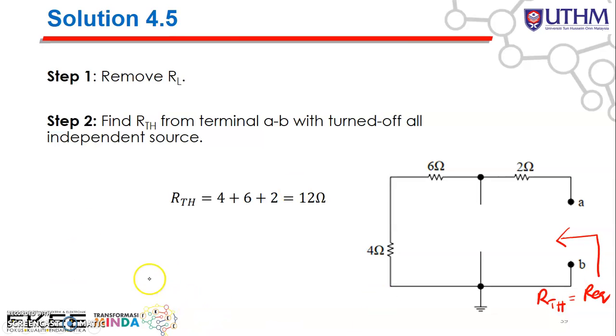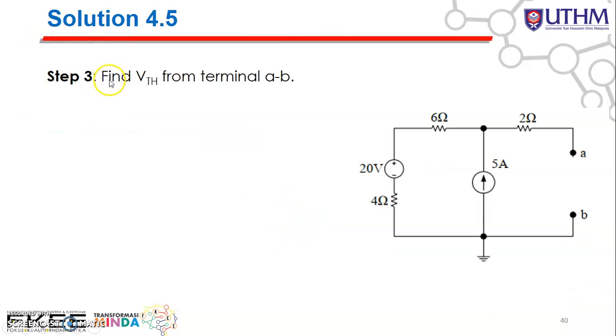Okay, so in this case, your R Thevenin will be a combination of series resistors. So you have 4 plus 6 plus 2. So your R Thevenin will be equal to 12 ohm. Okay, next, you need to find your V Thevenin from the terminal AB.